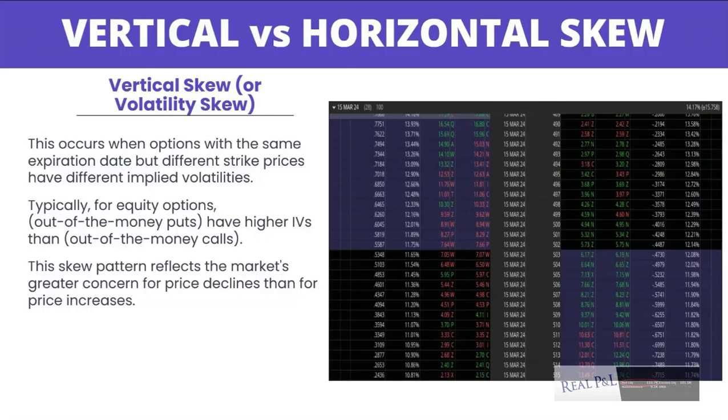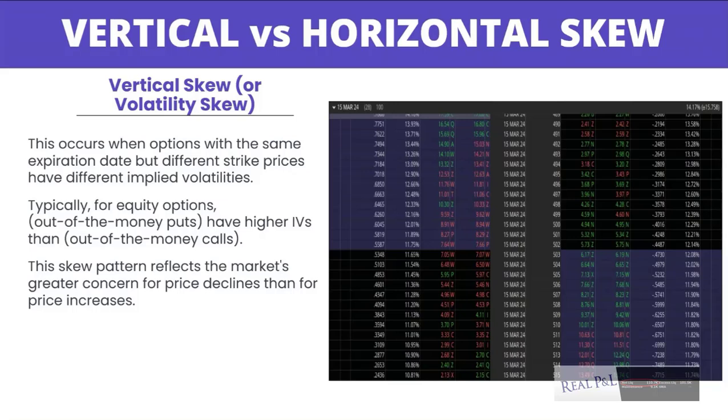In options trading, the terms vertical skew and horizontal skew refer to different patterns in the implied volatility of options. So let me explain a little bit. Vertical skew, or volatility skew, occurs when options with the same expiration date but different strike prices have different implied volatilities.